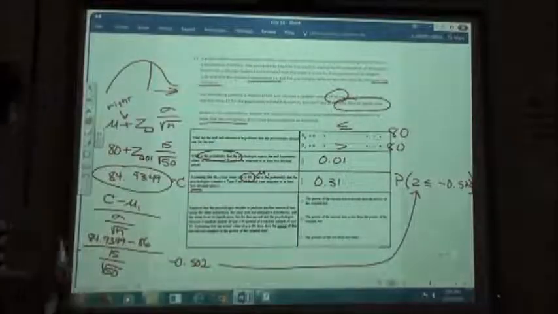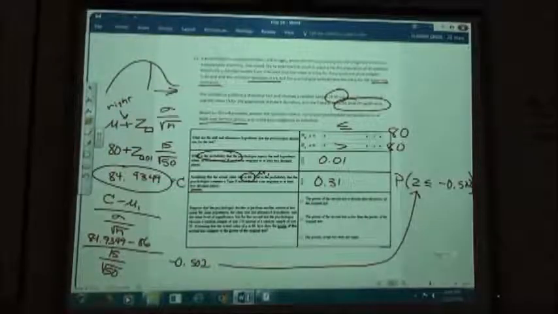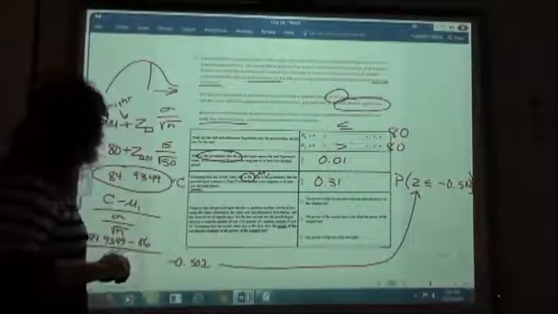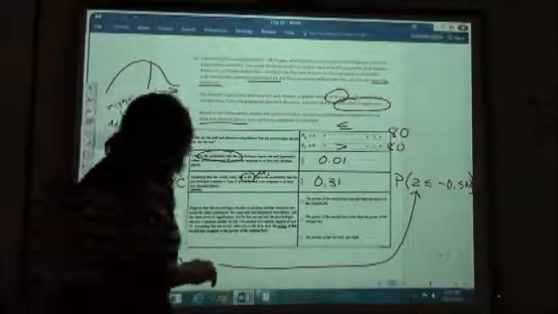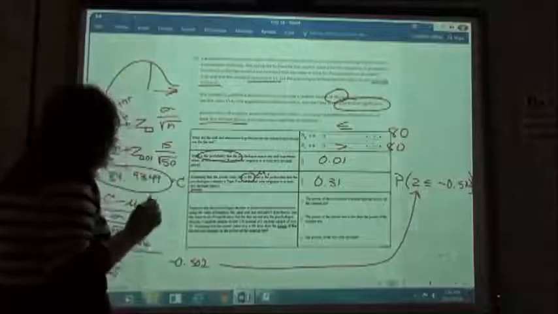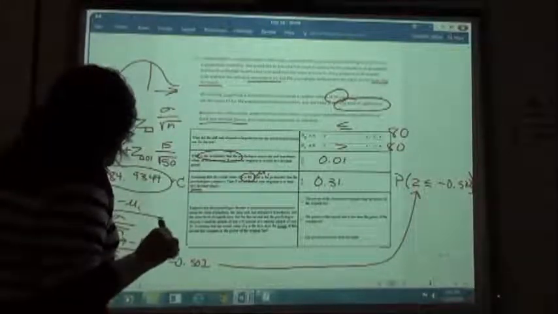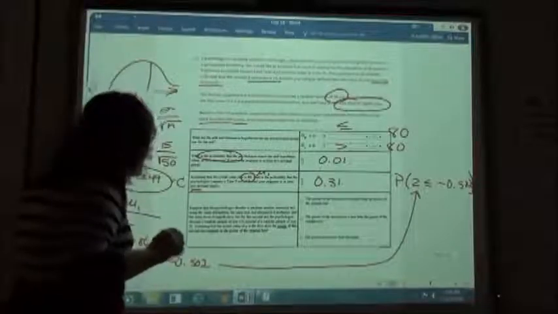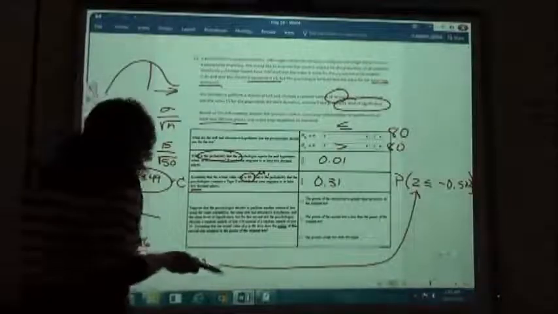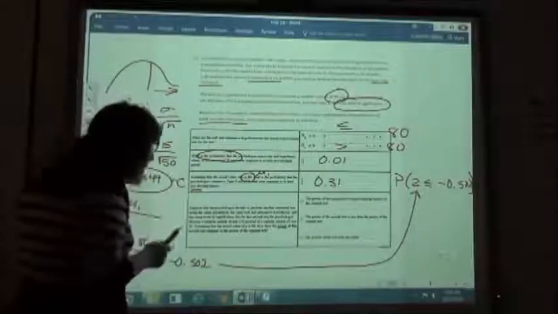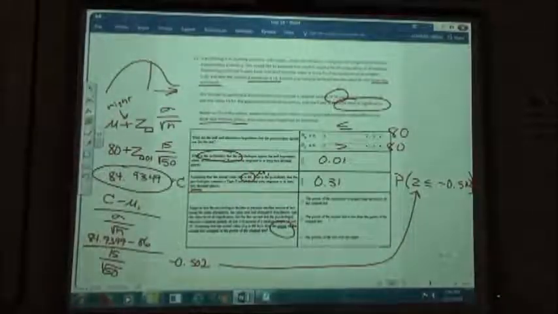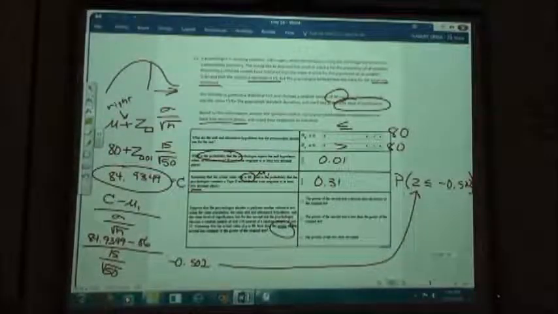Now, the next one is weird. It says, suppose that the psychologist decides to perform another statistical test using the same population, the same null and alternate hypotheses, and the same level of significance. But for the second test, the psychologist chooses a random sample size of 150 instead of a random sample size of 50. Assuming that the actual value of your mean is 86, how does the power of the second test compare to the power of the original test?